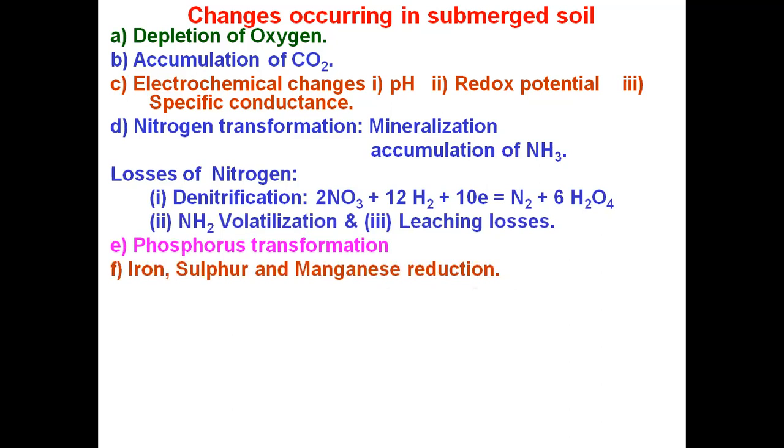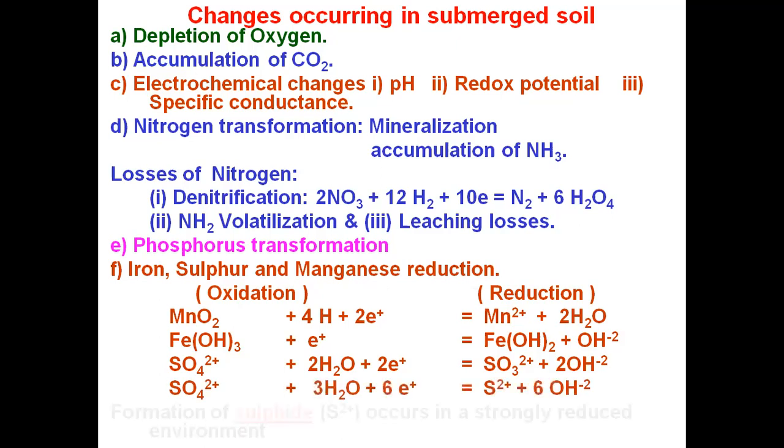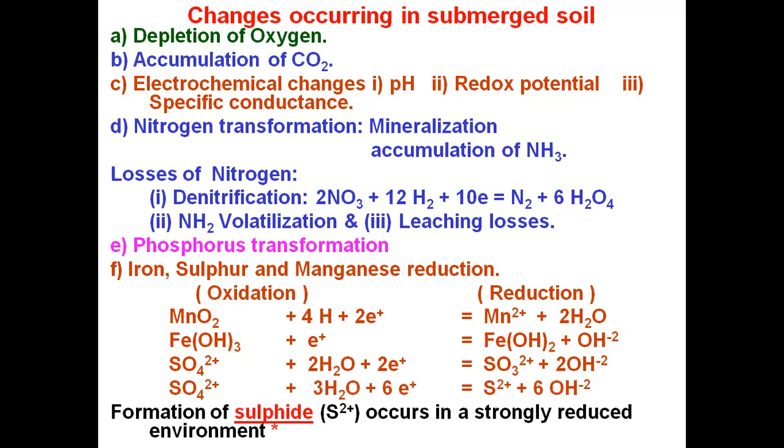Iron, sulfur and manganese are reduced due to the formation of the submerged soils. Manganese oxide will be converted into manganese. Ferric oxide will be converted into ferrous, as well as sulfate will be converted into sulfide, and thus it reduces the iron, sulfur and manganese content of the soil. From the oxidation stage, it will be converted into the reduced stage, and the reduced stage of iron, sulfur and manganese occurs due to the submergence of the soil, as well as the formation of the sulfide occurs in a strongly reduced environment.